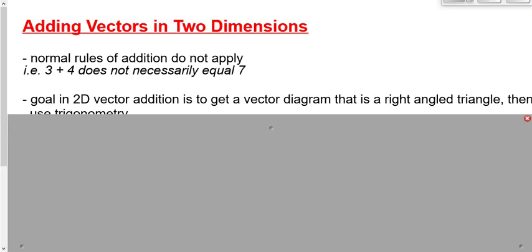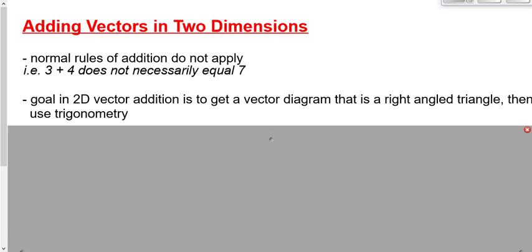Well, the goal when we're adding those vectors together is this. This is important. Remember this goal, because we always want to meet this goal. The goal is to get what we call a vector diagram that is a right-angled triangle. What does that mean, a right-angled triangle? It's a triangle, one of the angles is 90 degrees. Good. A triangle where one of the angles is 90 degrees. Okay, that's a right-angled triangle. The goal is to always get a right-angled triangle that is a vector diagram.